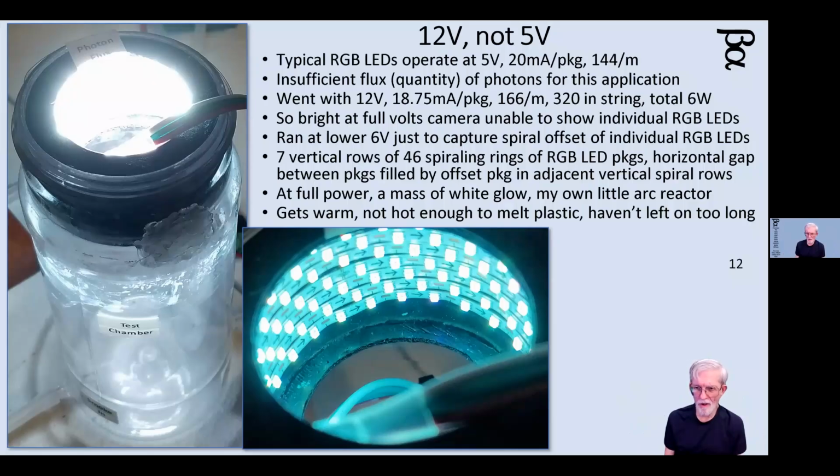At the full 12 volts, at full wattage, the flux generator gets warm. Not enough to melt the plastic, so I don't leave it on too long, but it's very bright. I like to refer to it as my own little arc reactor.